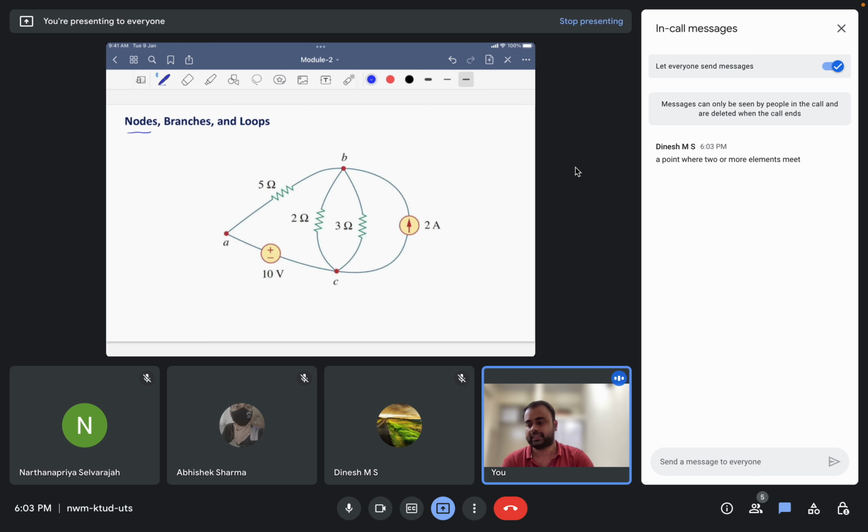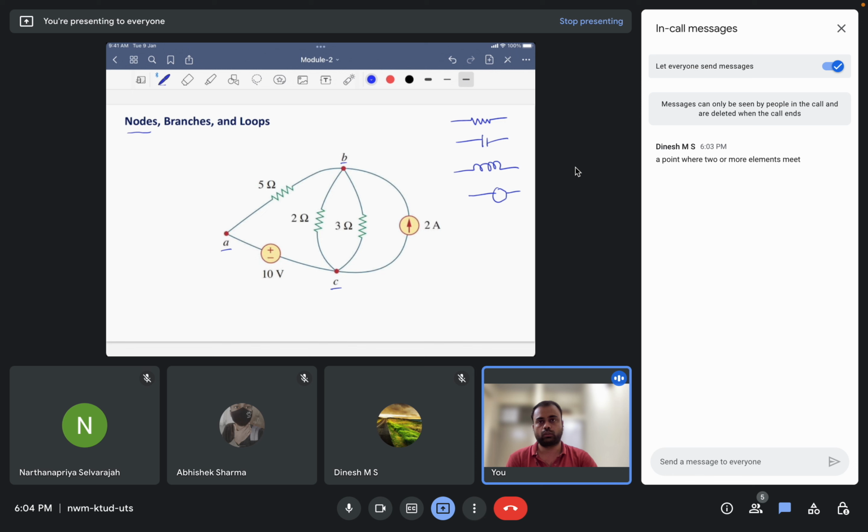Okay, so basically we represent a node by a point of connection that mainly joins two or more branches. Suppose in this figure, as given here in this electrical circuit, there are three nodes, that is node points A, B and C. Similarly we define a branch. A branch represents a single element. It can be any element such as a resistor R, a capacitor, an inductor or any kind of source.